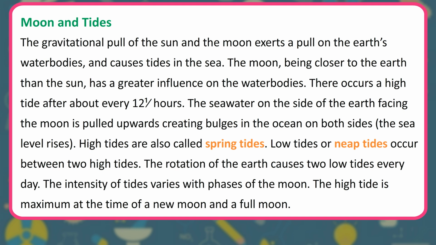The sea level rises. High tides are also called spring tides. Low tides or neap tides occur between two high tides. The rotation of the Earth causes two low tides every day. The intensity of tides varies with phases of the moon. The high tide is maximum at the time of a new moon and a full moon.